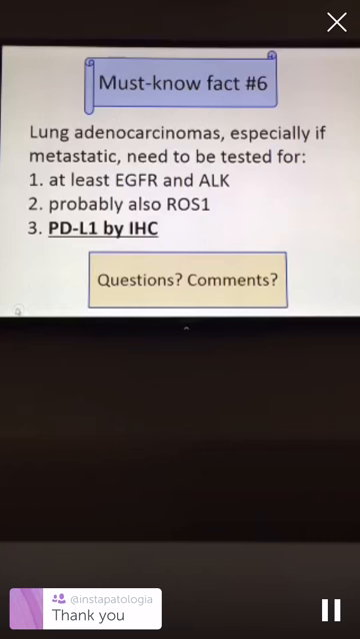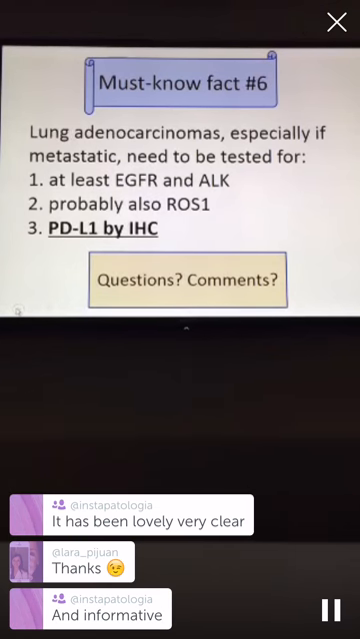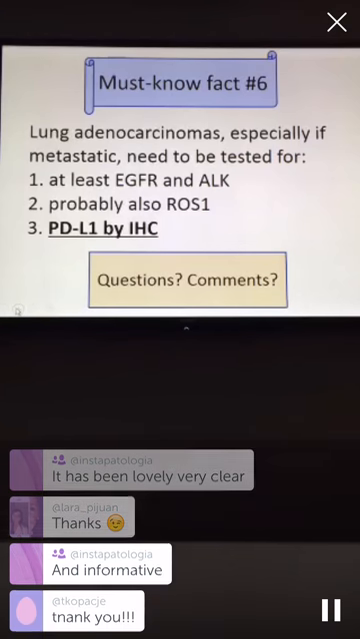So we started to test the PD-L1? Yes, so our current practice is we are sending out our PD-L1 testing for every new diagnosis lung cancer case. Every new diagnosis. So it's a really big issue.